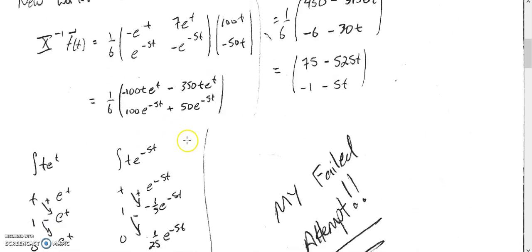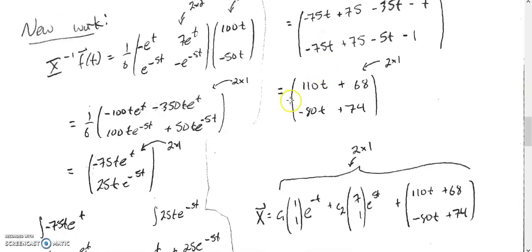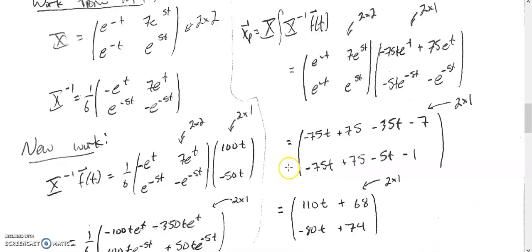Okay, so let me go down to the correct answer. This is what you should get for your X_p right here. And then this is what your final answer should be: C1 (1, 1) e to the negative t, and C2 (7, 1) e to the 5t, plus this thing: (110t plus 68) and then (minus 80t plus 74).